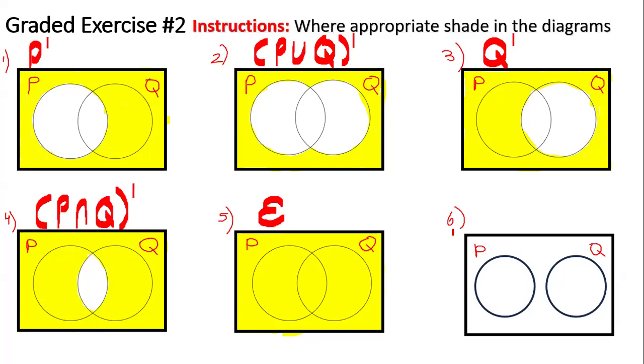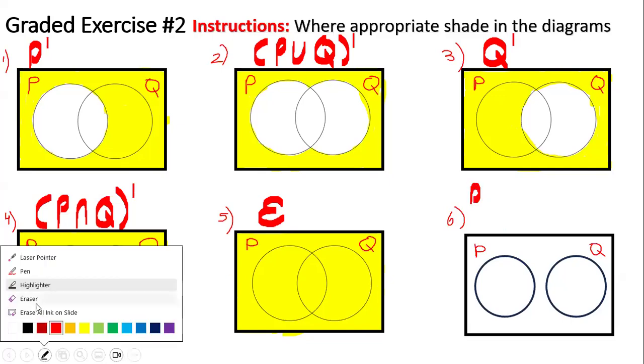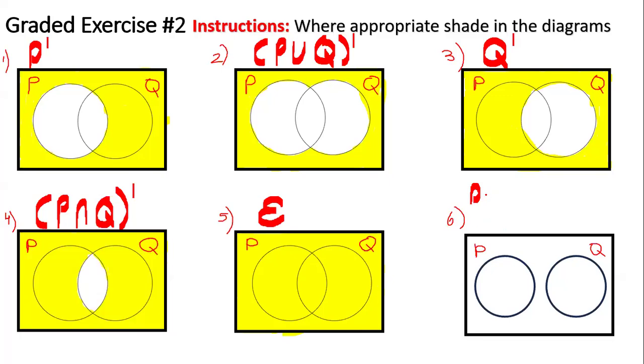Number 6. What is number 6 going to be? Disjoint set P and Q. Very good. Disjoint set. What I said? P and Q.